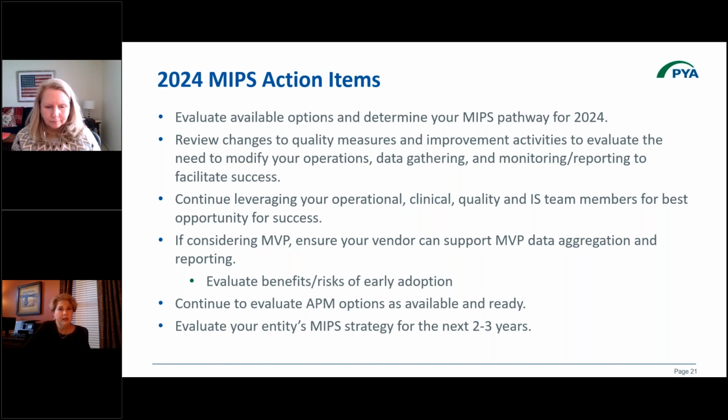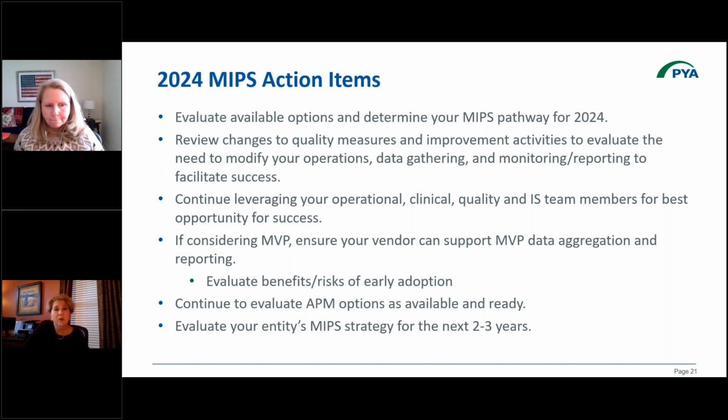The systems will usually be concurrently building for 2024 and flipping over so you can be aggregating that data. But evaluate all those options and determine what your MIPS pathway looks like for 2024. Don't forget to look for any changes in your quality measures, your improvement activities, that you need to make changes into your operations and how you gather data, where you record that data, and then how you aggregate it for monitoring and reporting so you're certain that you have success. It's not safe just to pick up what you did in 2023 and carry it into 2024. Certainly leverage that, but definitely look for those changes so you aren't surprised.